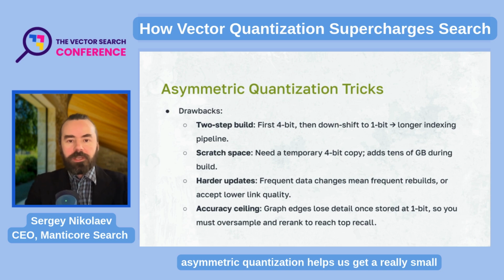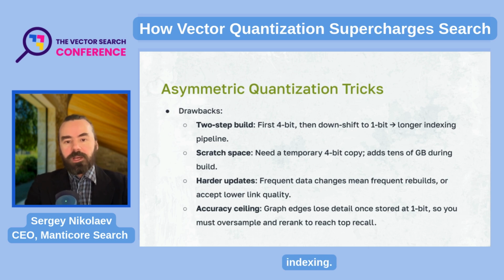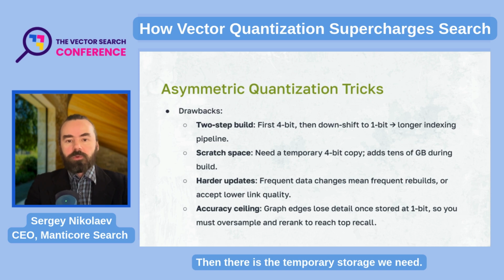So, asymmetric quantization helps us get a really small index, which is great, but it comes with a few trade-offs. First off, the build process isn't exactly simple. It's a two-step thing. We quantize to 4 bits, then build the graph, and after that we downshift it all to 1 bit. That extra step adds some time to indexing. Then there is the temporary storage we need. While we're building, that 4-bit version sticks around. It's just temporary, but we're talking tens of gigabytes. Not something you'll need in production, but something you have to plan for.